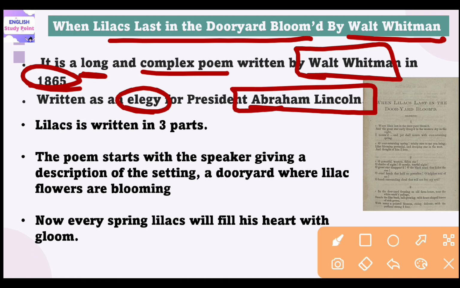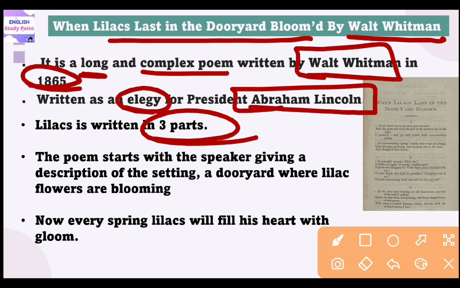After the death of this famous personality, Abraham Lincoln, Walt Whitman continuously published a series of poems after Lincoln's assassination in the year 1865, which also led to an end of the American Civil War. This poem is an unconventional pastoral elegy which is written in three parts.